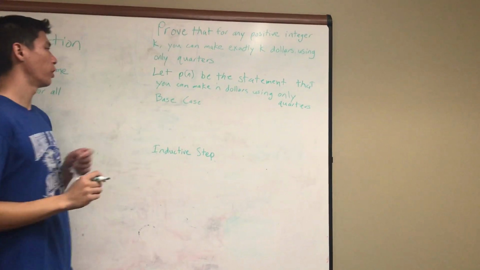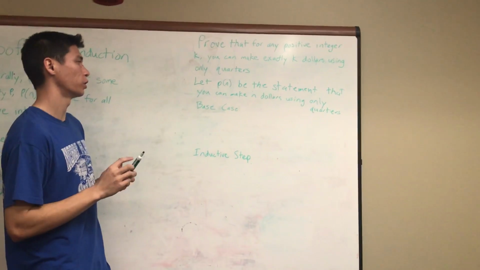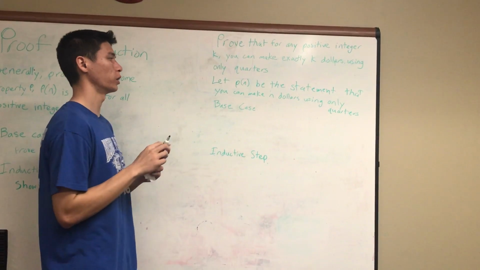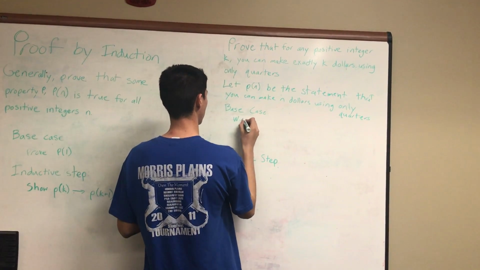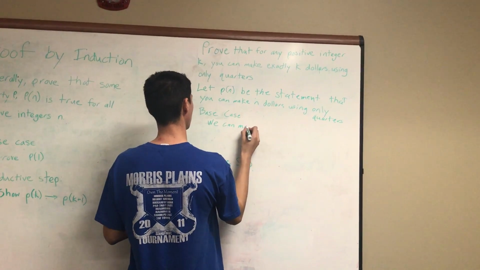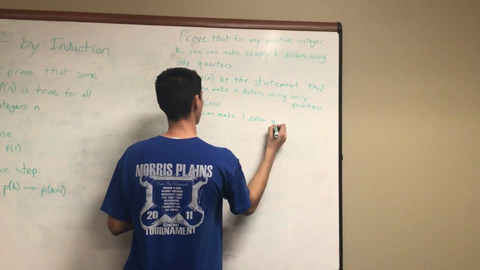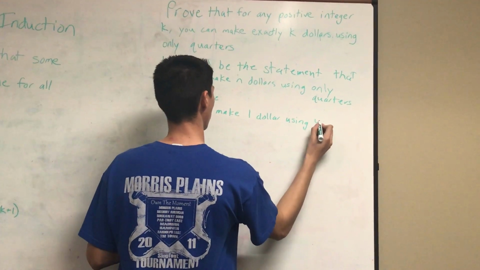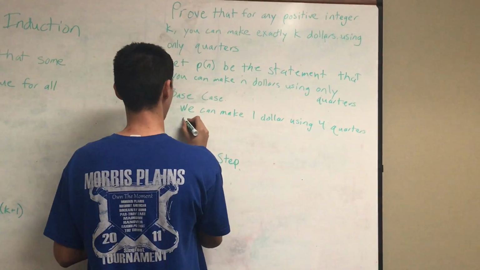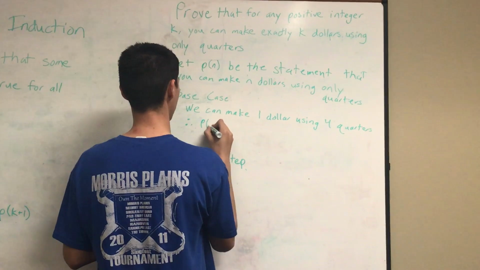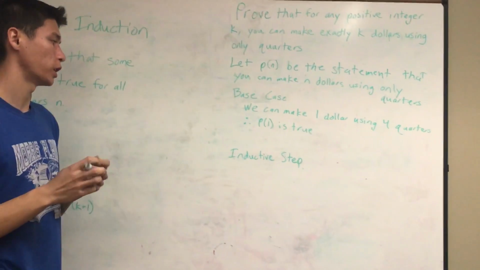For your base case, all you need to do is prove that this is true for P of 1. In other words, that you can make $1 using only quarters. For this base case, we can just say we can make $1 using 4 quarters. Therefore, P of 1 is true. And it's that simple for the base case.